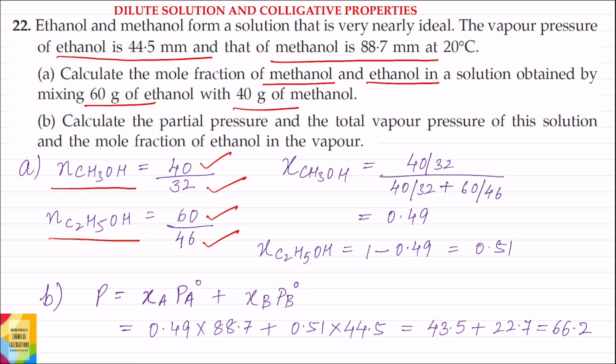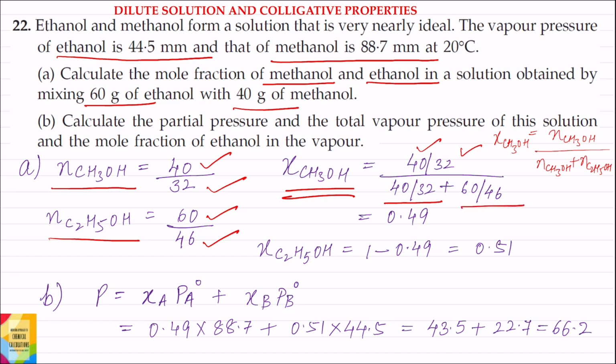Now the formula for mole fraction, अगर mole fraction of methanol find out करना है तो formula will be moles of methanol divided by moles of methanol plus moles of ethanol. So mole fraction of methanol is equal to moles of methanol. Methanol का moles कितना हो गया? Weight divided by molecular weight, that is 40 divided by 32, divided by moles of methanol plus moles of ethanol. Ethanol का moles कितना है? 60 divided by 46. 60 is the weight of ethanol and 46 is the molecular weight of ethanol. Solving, mole fraction of methanol is 0.49.